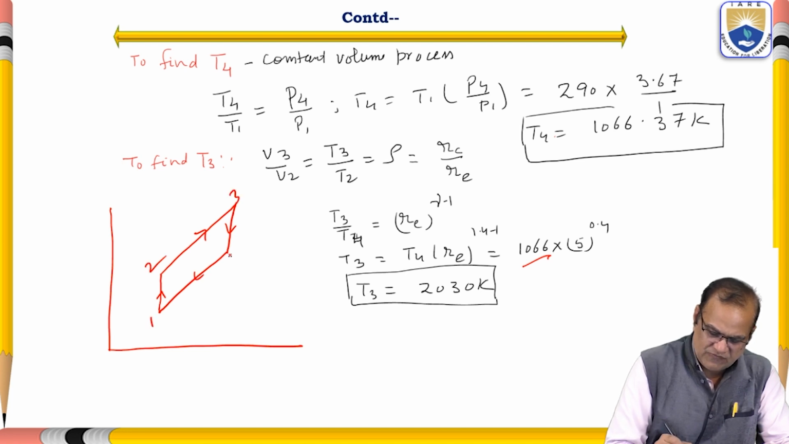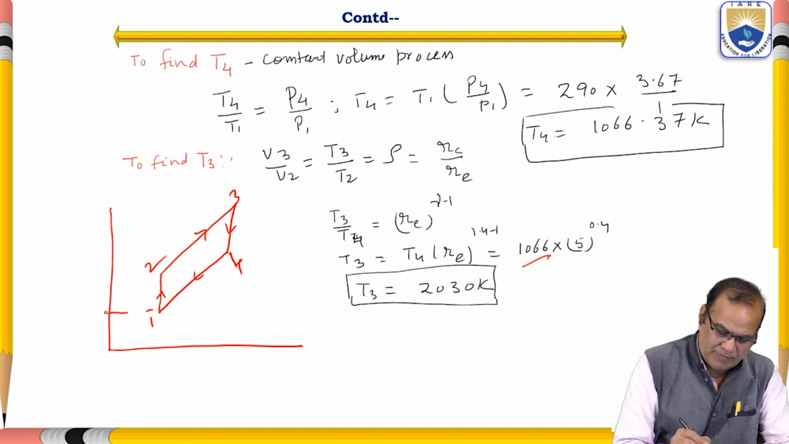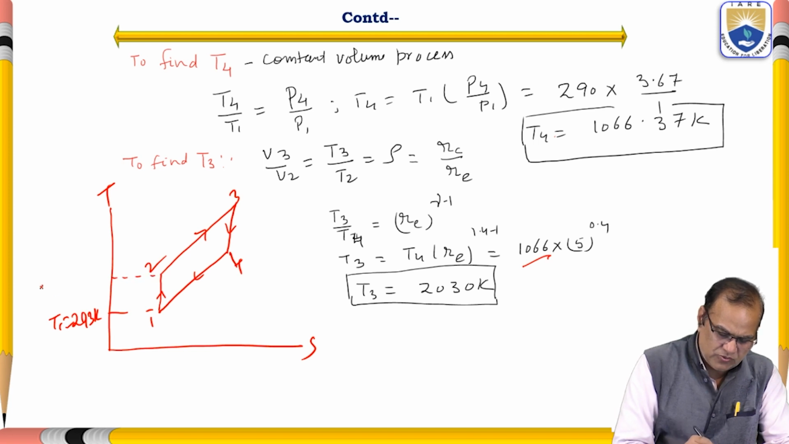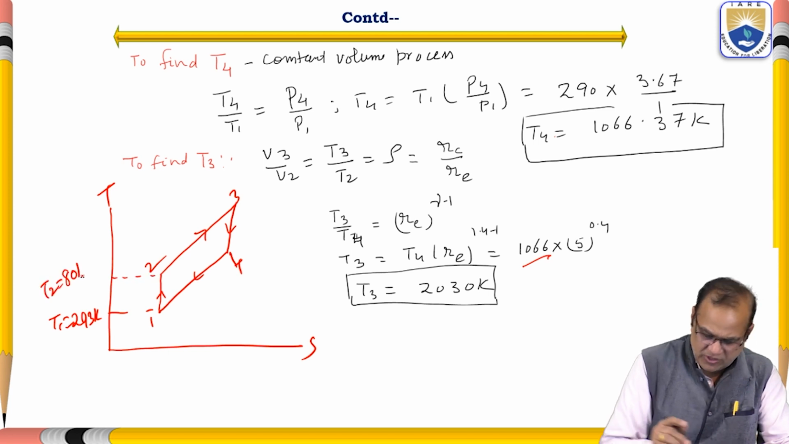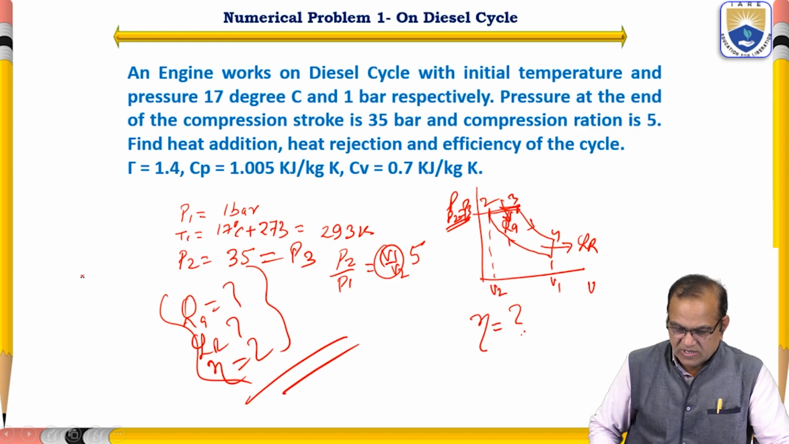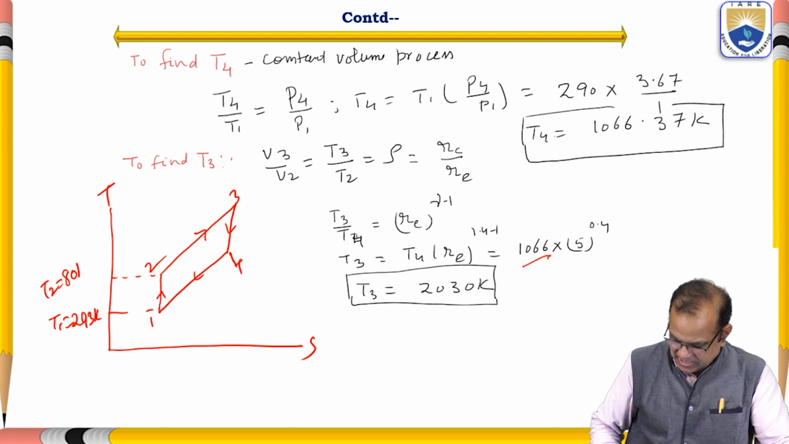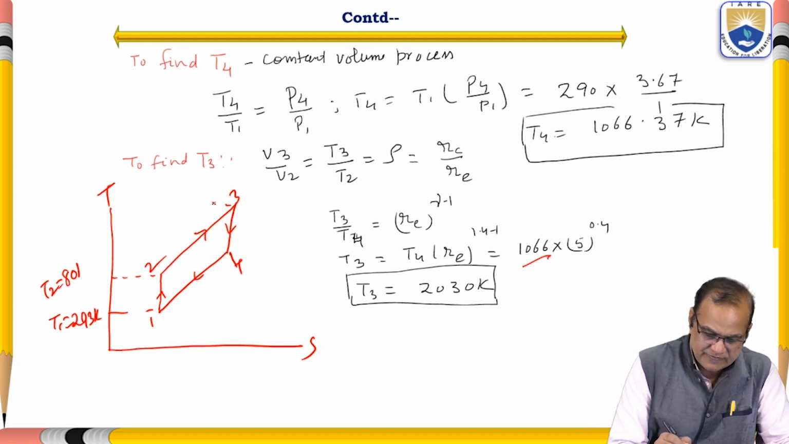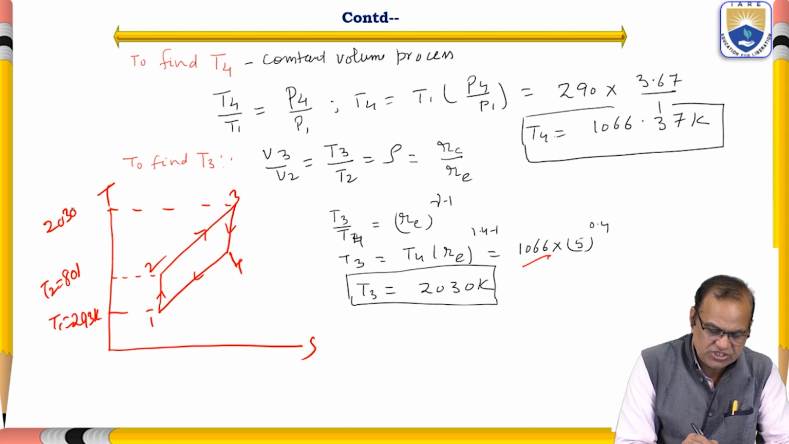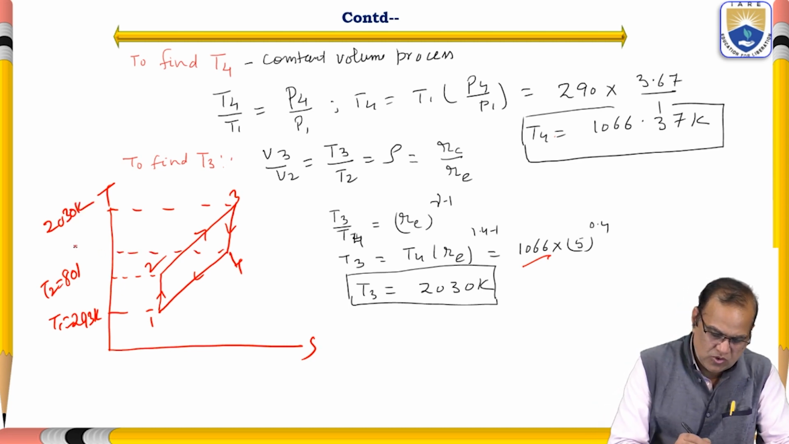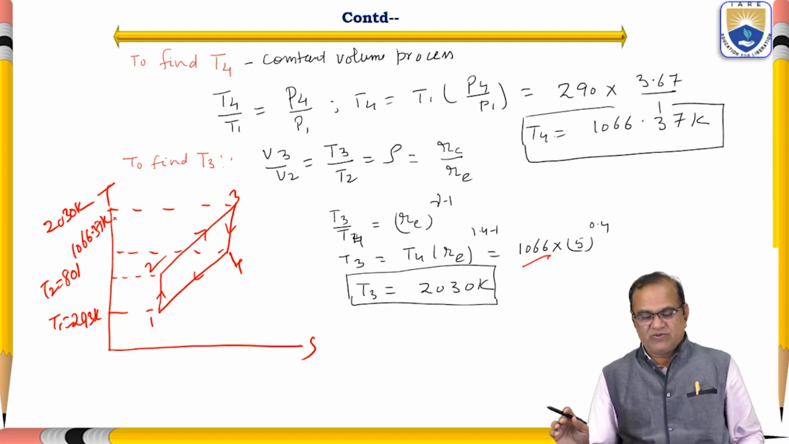1, 2, 3 and 4. So one temperature we got: T1 is equal to 293 Kelvin, T2 is equal to 801, T3 is equal to 2030 Kelvin, and T4 is equal to 1066.37 Kelvin. So these parameters we have got.